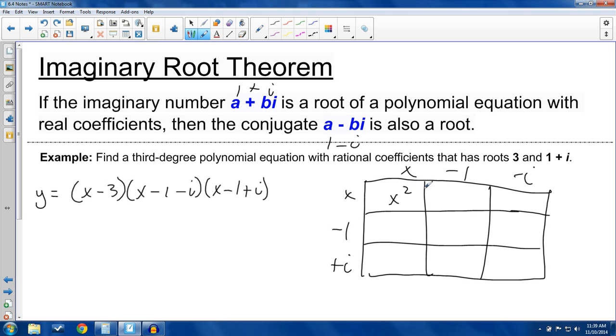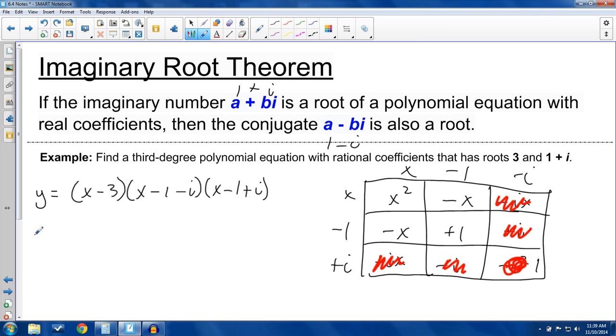Okay, we get x squared minus x minus ix. Then we get minus x plus 1 plus i, and then we get plus ix minus i and minus i squared. Okay, what you'll see here are items that cancel out. Minus ix and plus ix, they're gone. Minus i and plus i, they're gone. Negative i squared is positive 1, so I'm going to change that to a 1.